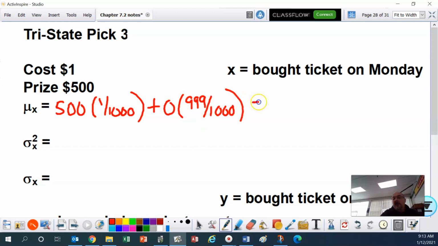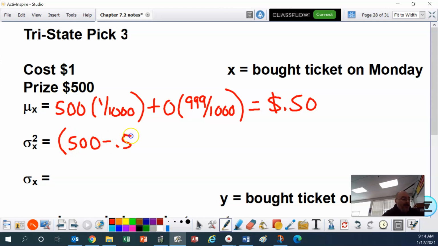So if we figure that out, ladies and gentlemen, that's 50 cents. So the average payout is 50 cents, and on average, people will win 50 cents in the long run. In the long run, the state's going to keep 50 cents of every dollar spent on this game. So the variance, ladies and gentlemen, is going to be 500 minus the 0.5 squared times 1 out of 1,000.